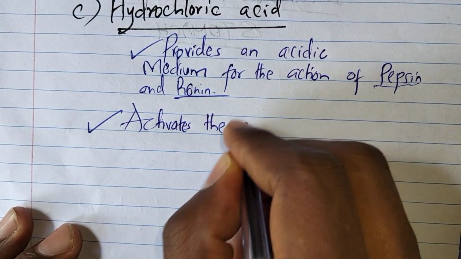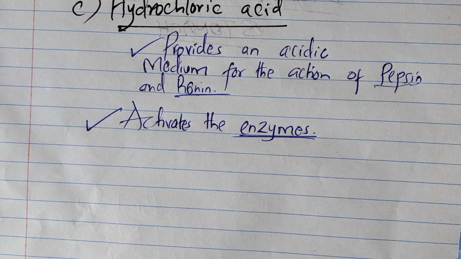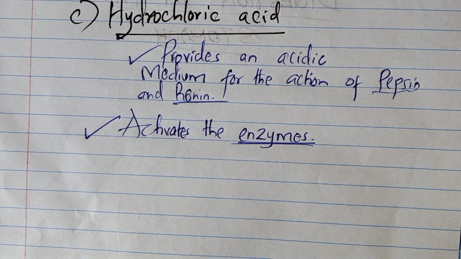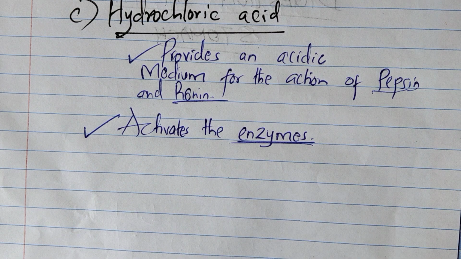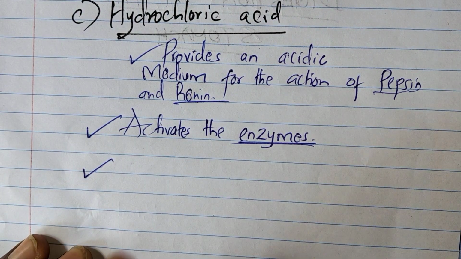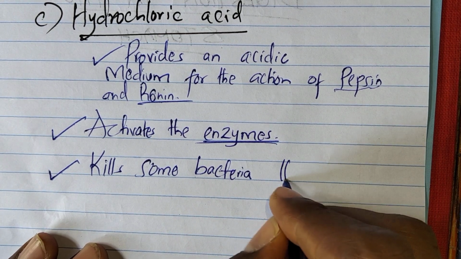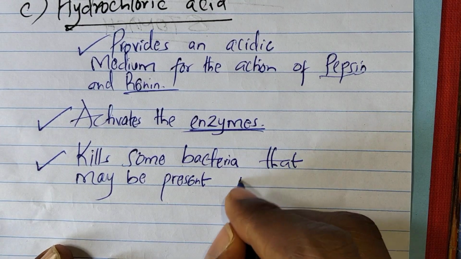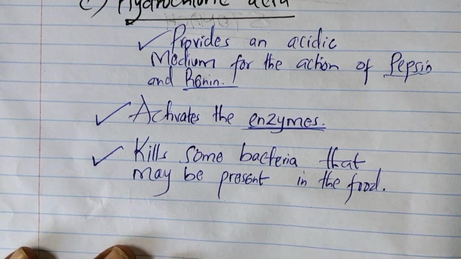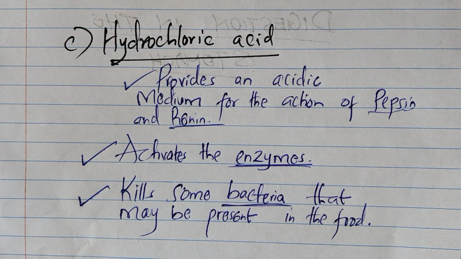Remember, I talked about telling you why pepsin, for example, and renin are produced in their inactive form so that they cannot digest the walls of the stomach. So if it is pepsin, we said pepsinogen. If it is renin, we said prorenin. Now, activation of enzymes means they can be in a position of working now. Then finally, the third function of HCl: it kills some bacteria that may be present in the food. So that food that you have swallowed and has gone to the stomach may carry some bacteria that are dangerous, and for that matter, HCl, because of its pH, is able to kill those bacteria.